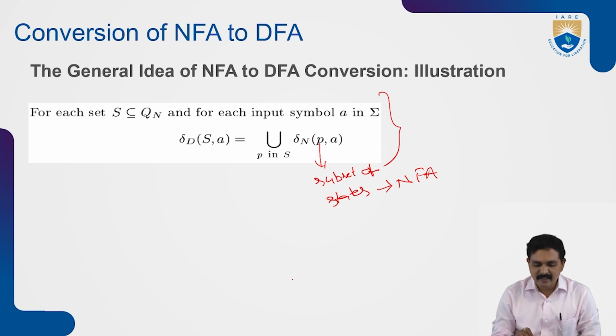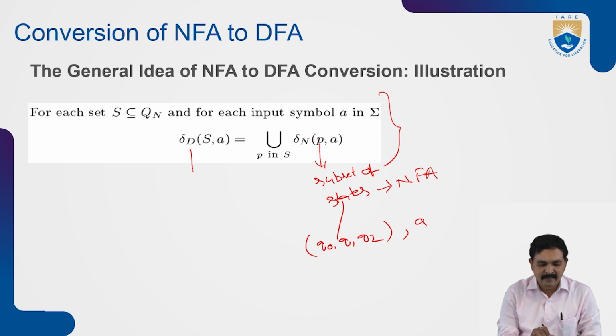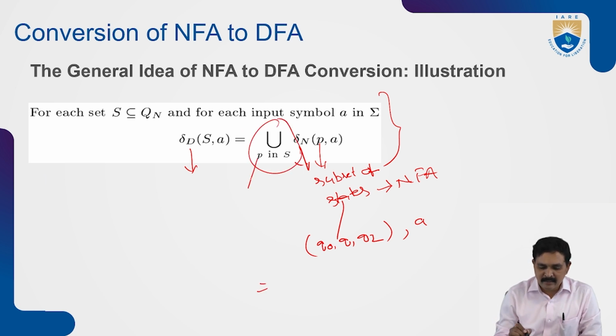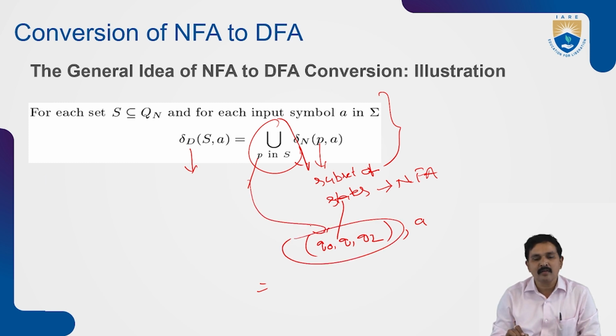For this you take each individual state. Suppose the subset of states is like this, for example Q0, Q1 and Q2, and the symbol is A. How do you get the resulting state in the DFA diagram? Delta D is for the DFA and Delta N is for the NFA. So this is equal to applying a union. P may have the three states Q0, Q1, Q2, and you take each individual state.